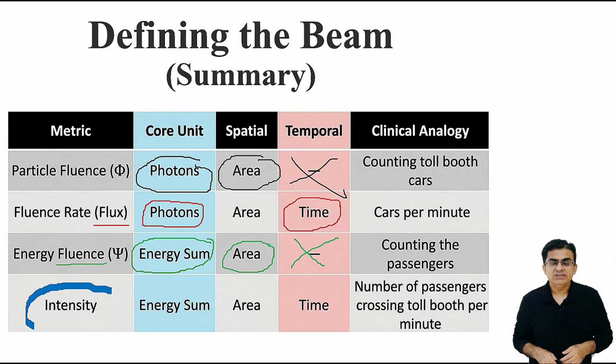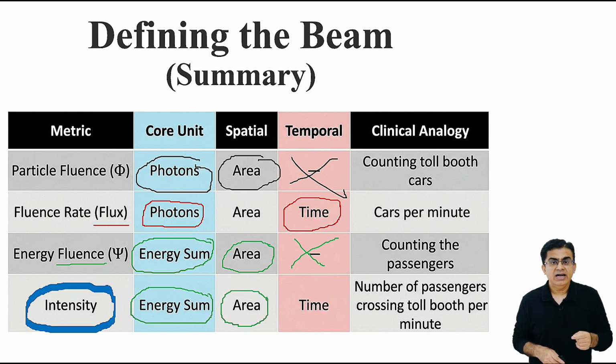Finally, we reach the ultimate metric, which is beam intensity. It measures the total energy sum passing through our fixed area, and it strictly measures this energy delivery per unit of time. The analogy is calculating the total number of passengers crossing that toll booth every single minute. Please take a moment to memorize this simple table.